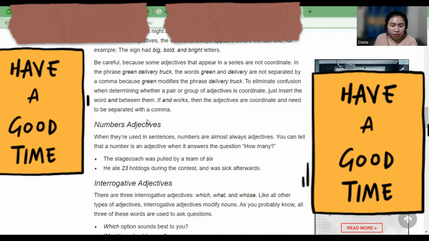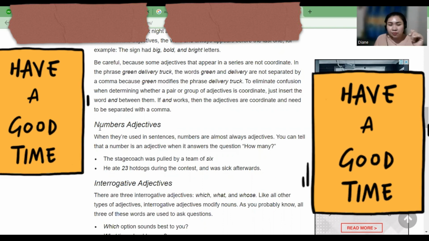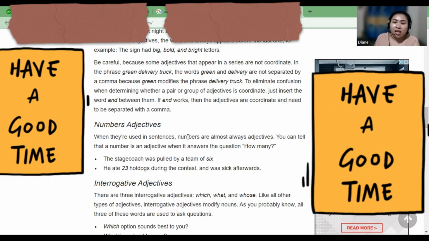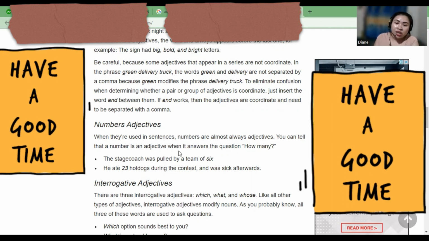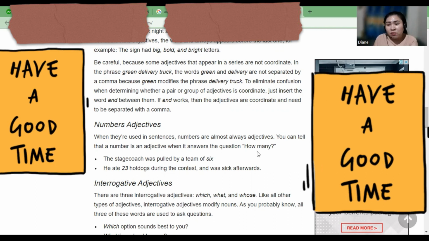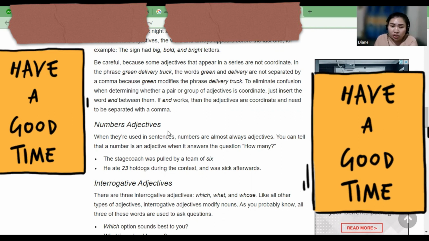Now let's move on to number 5. We have number adjectives. When they're used in sentences, numbers are almost always adjectives. You can tell that a number is an adjective when it answers the question how many. There should be a question how many in order for you to identify it as a number adjective.